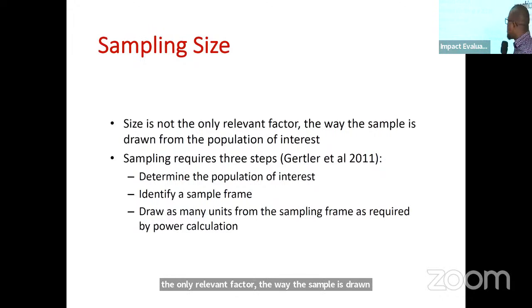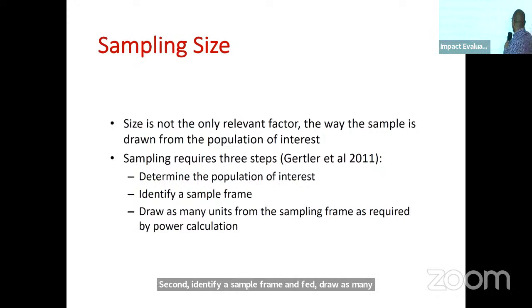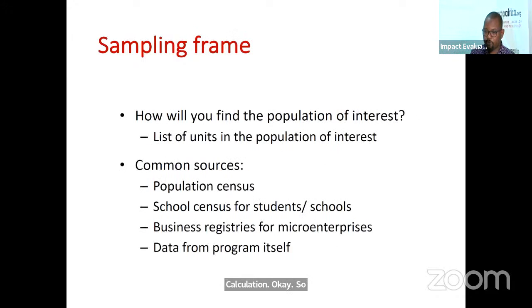Sampling requires 3 steps. First, determine the population of interest. Second, identify a sample frame. And third, draw as many units from the sampling frame as required by power calculation. Are we together? What does it mean? You need to do power calculation. Once you have done power calculation, draw as many as you can based on your power calculation. Okay? So let's start off with sampling frame.